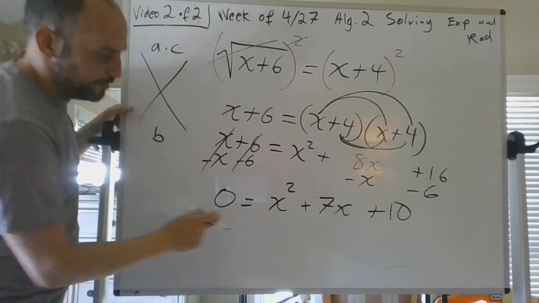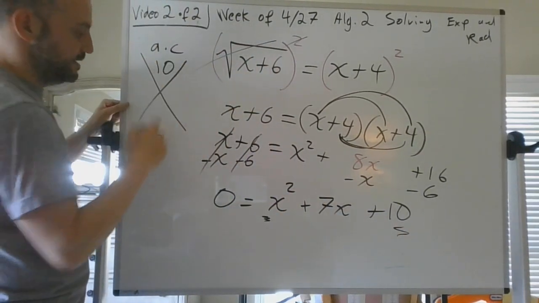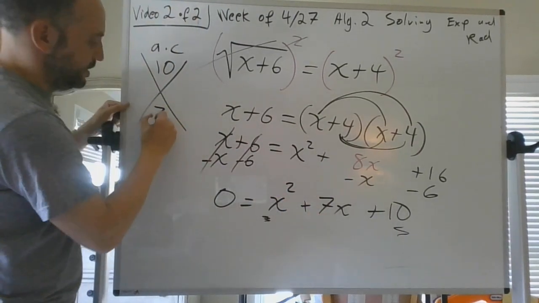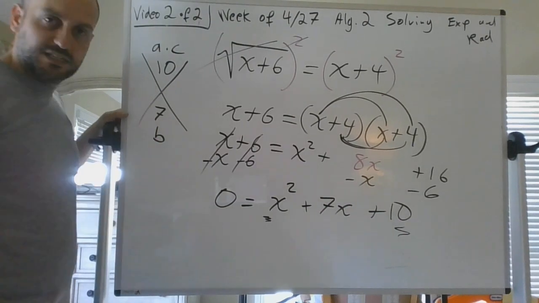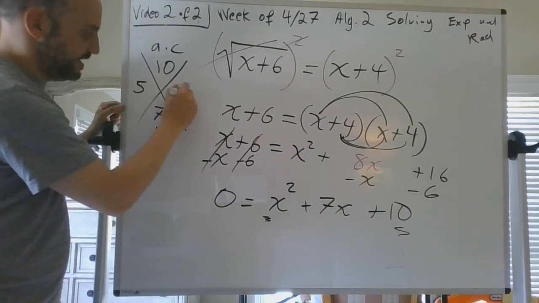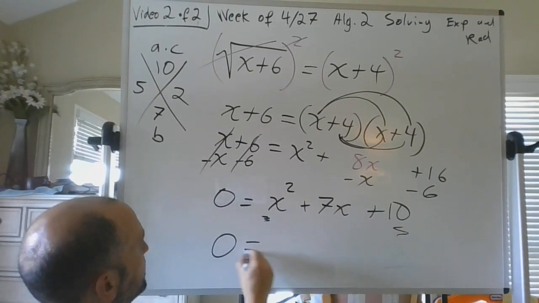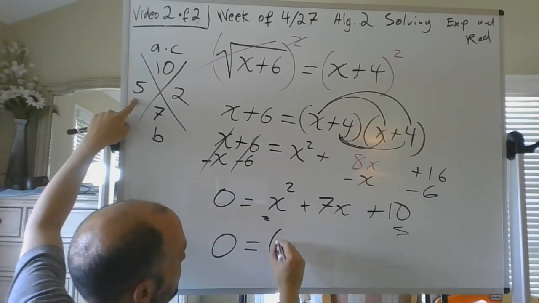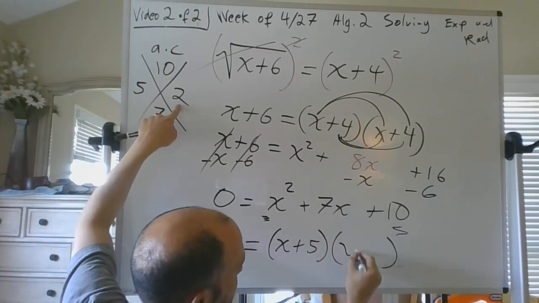A times C. A is 1, C is 10. That's going to be 10. B is 7. So, a little puzzle here. What multiplies to give you 10, but adds up to give you 7? It's going to be 5 and 2, or you can say 2 and 5. 0 equals, the way we write this out is x plus 5, and this is going to factor into x plus 2.